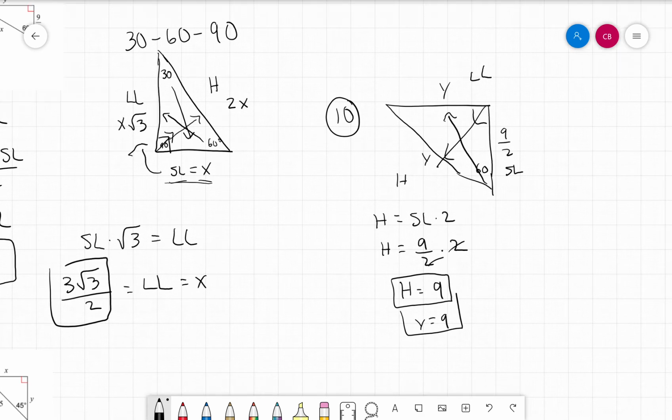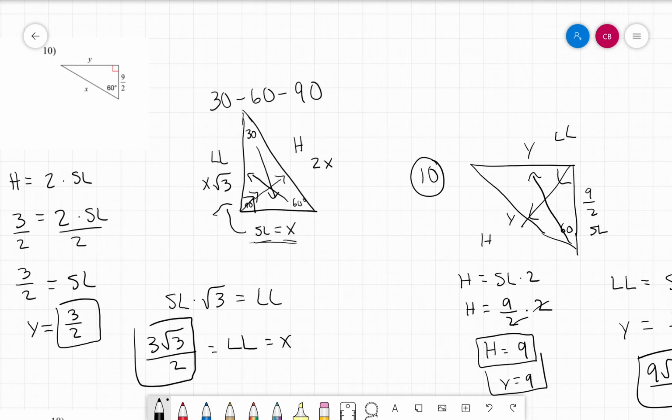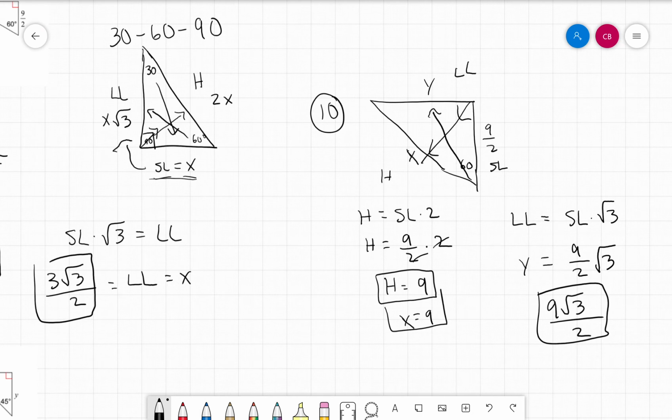Then the long leg is equal to the short leg times the square root of 3, which is 9 halves times the square root of 3. Don't forget the long leg is y. So that is 9 square root 3 over 2, and that will be your solution for that one. I'm sorry, that's not x. I wrote y twice. This one's x, this is y. I apologize if that confused you. I wrote the same thing twice by accident.